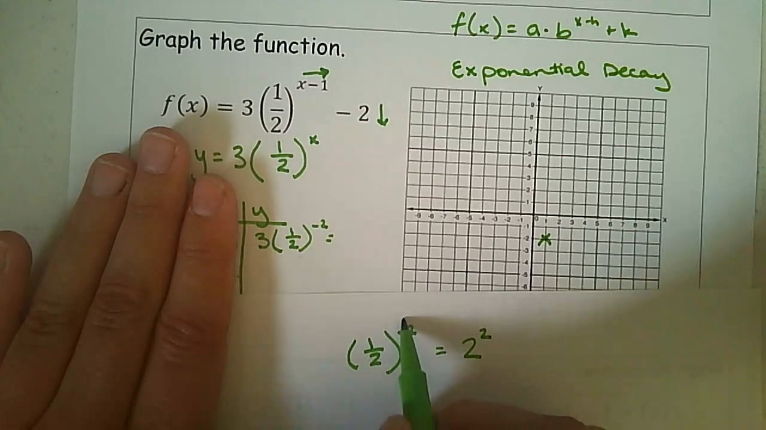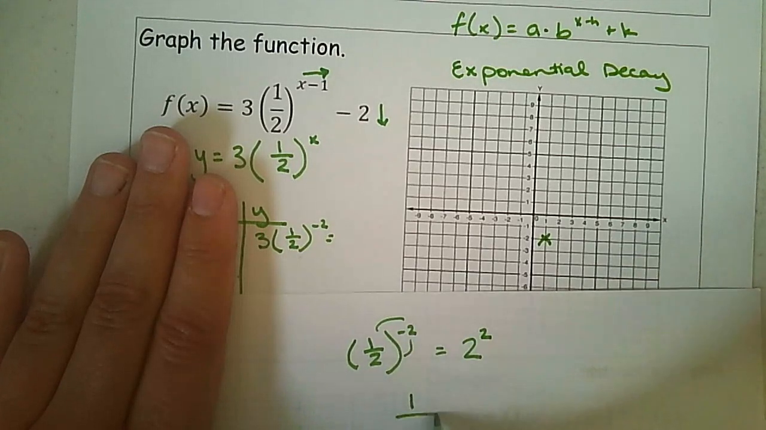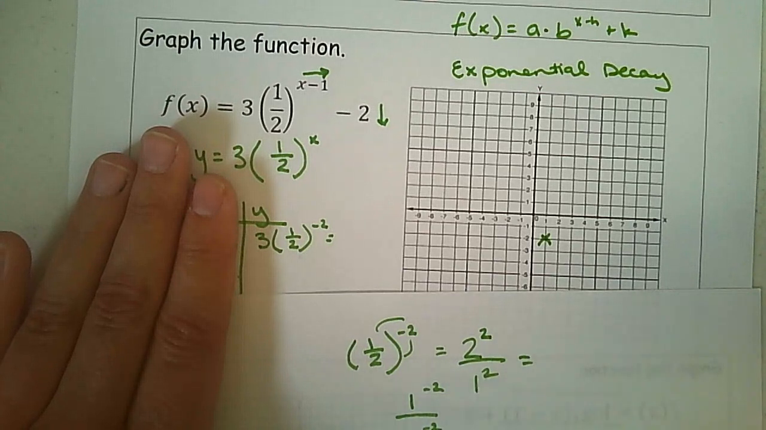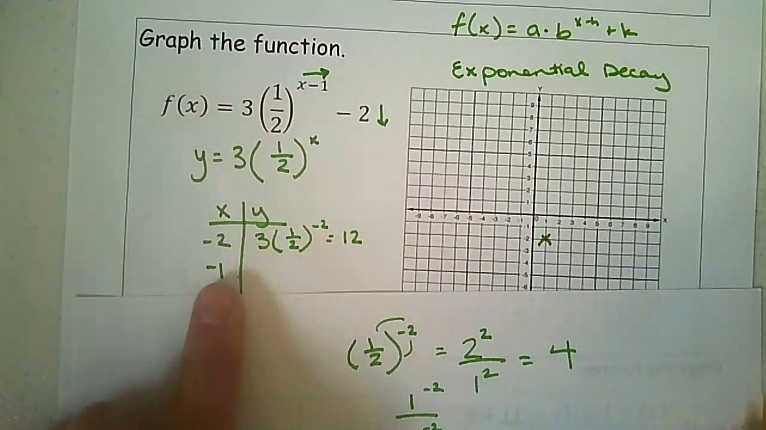Or if you want to think of it this way, it's technically getting distributed to both of those. So both of them would flip. But 1 squared is just 1. Okay, so this is going to become positive 4. But remember, we have to times that by 3. So 4 times 3 is going to give us 12. All right, let's go ahead and do the next one.